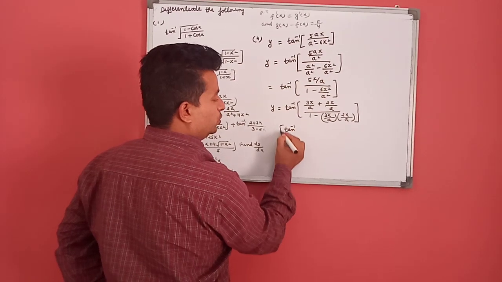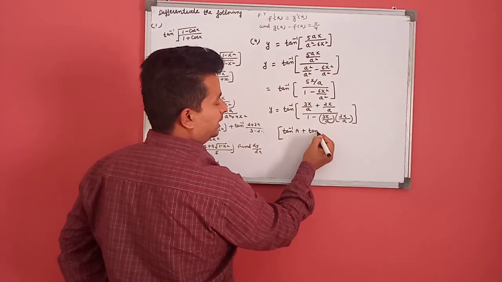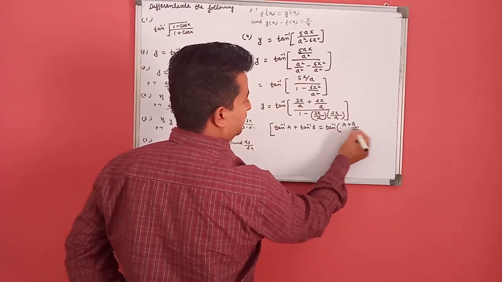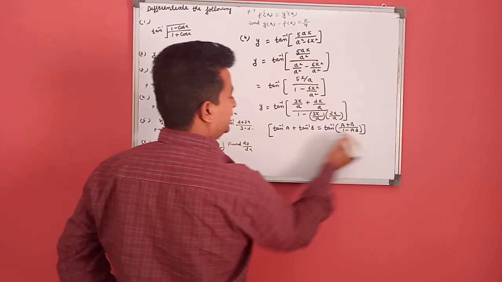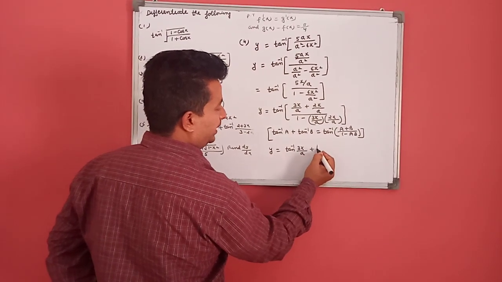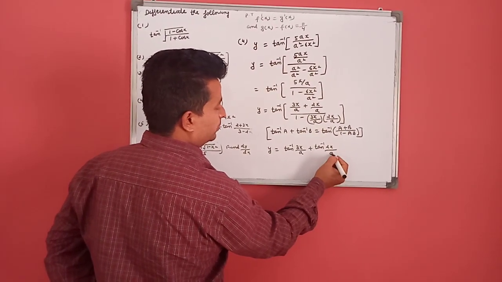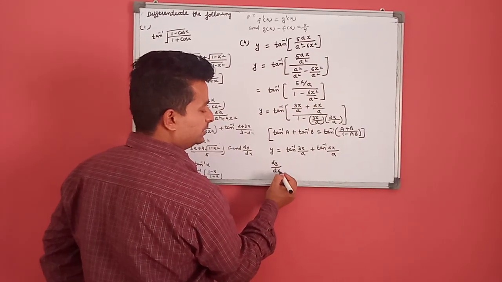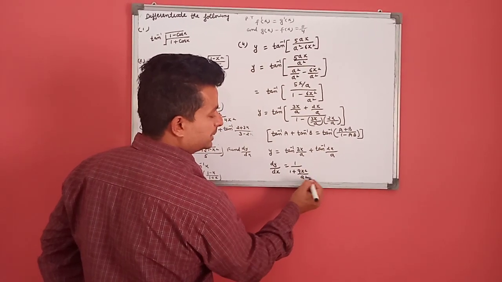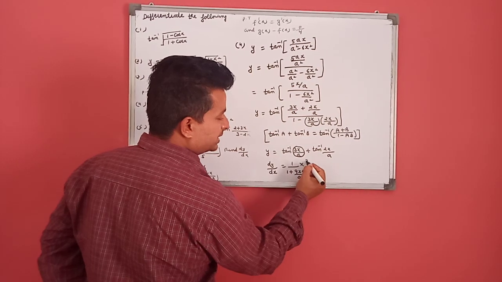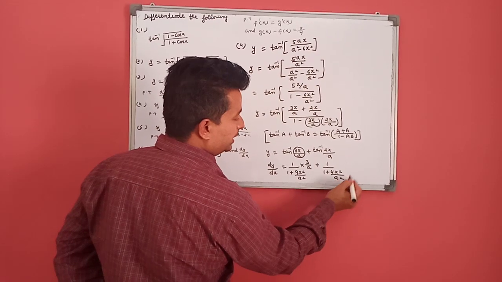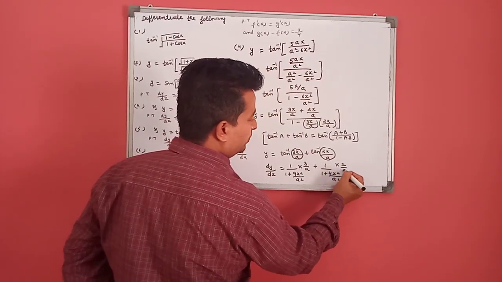After this we use the formula tan⁻¹a + tan⁻¹b = tan⁻¹((a+b)/(1−ab)). This becomes tan⁻¹(3x/a) + tan⁻¹(2x/a). When we differentiate this with respect to x, the square of this is 9x² upon a², and the derivative of this is 3 upon a. This becomes 1 plus 4x² upon a², and the derivative of this is 2 upon a.